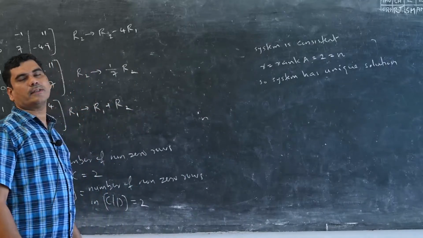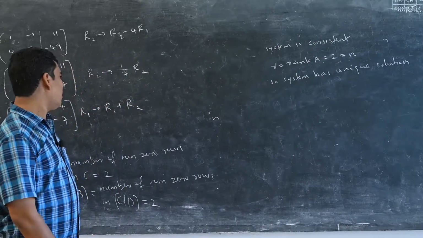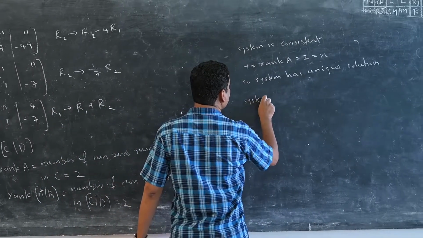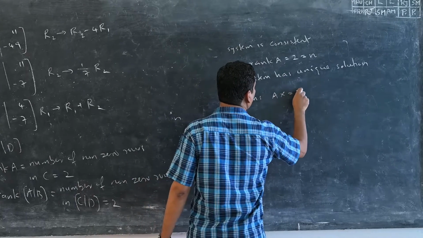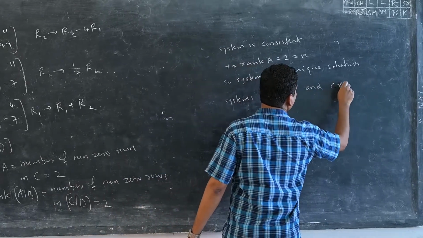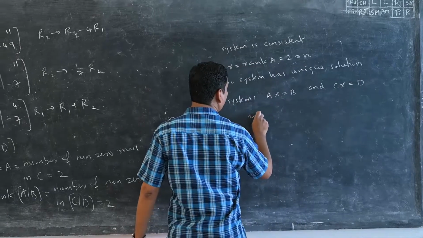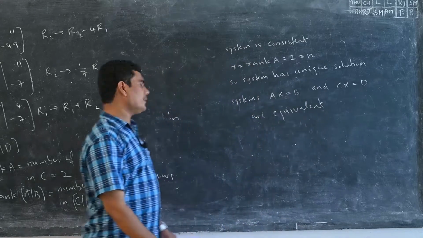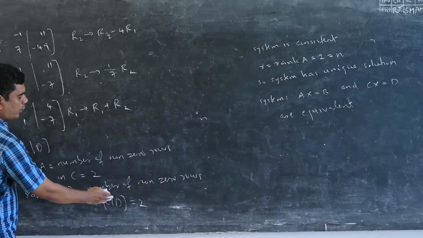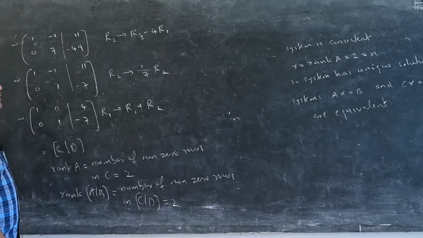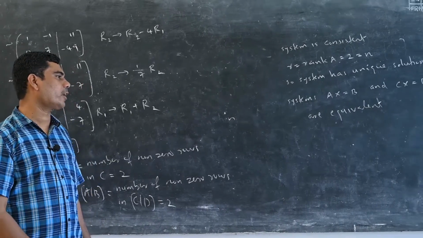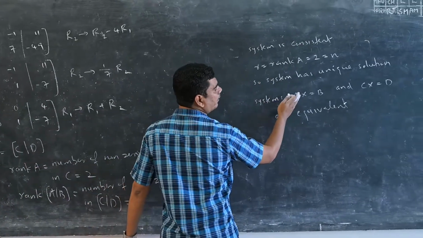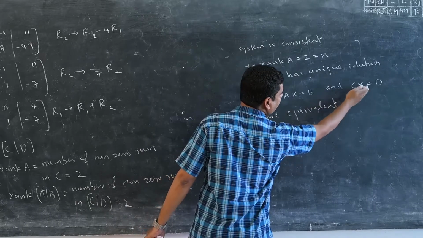Now to find the solution, the systems Ax is equal to B and Cx is equal to D are equivalent, since CD is the row reduced echelon form of AB. That means they have the same solution. So to find a solution of Ax equal to B, we have to solve Cx equal to D.